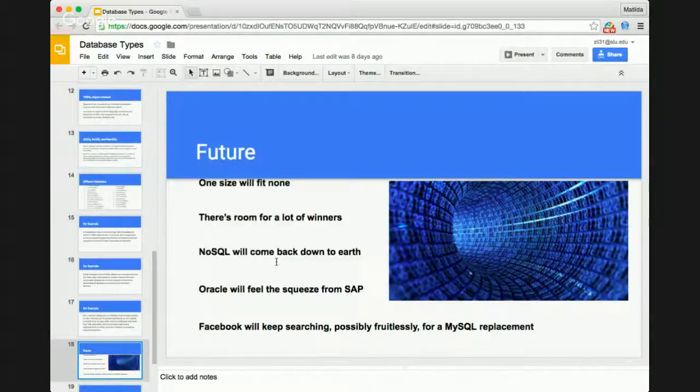In the future, people believe database management will have these advantages. For example, the size will fit anywhere, and everyone is a winner in this database management.